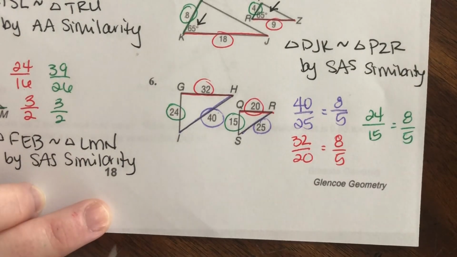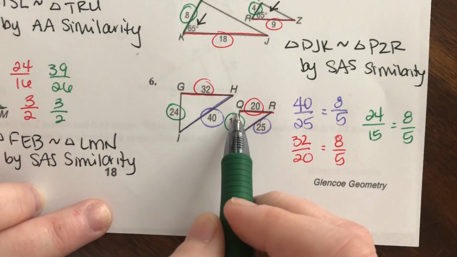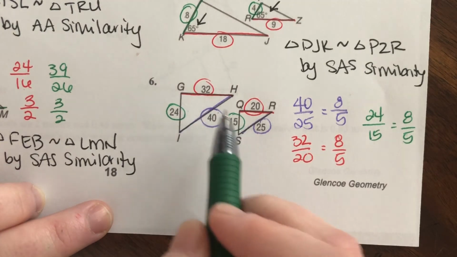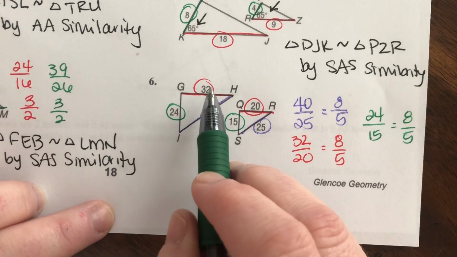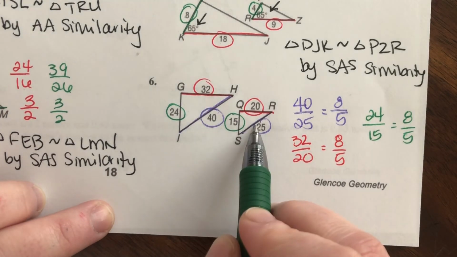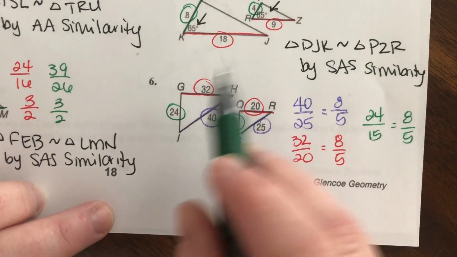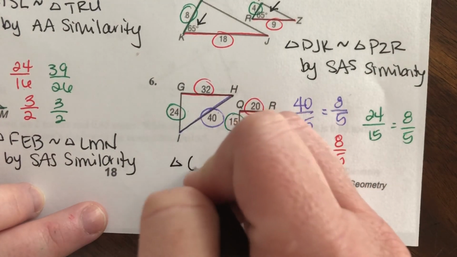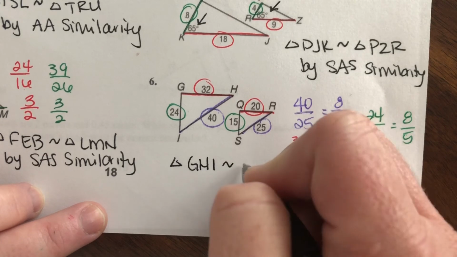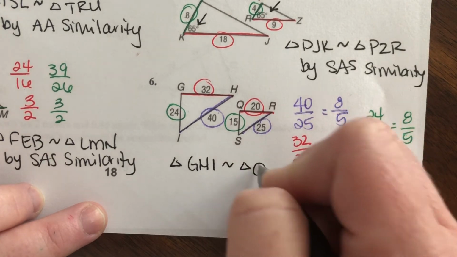So they're all proportional. Each side, compared to the corresponding side of the other triangle, is in a ratio 8 to 5. So this to this is 8 to 5. This to this is 8 to 5. This is 8 to 5. So all 3 sides are proportional. So we can say triangle GHI is similar to triangle QRS by SSS Similarity.